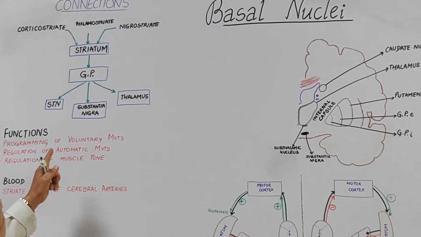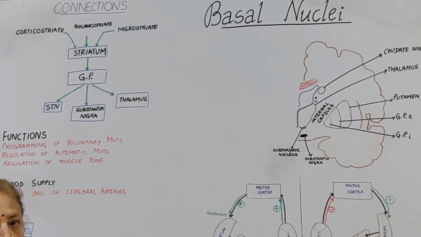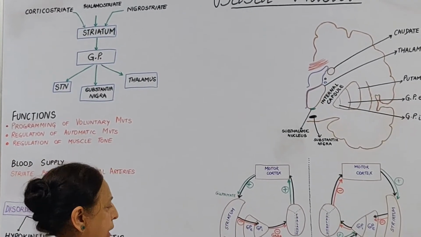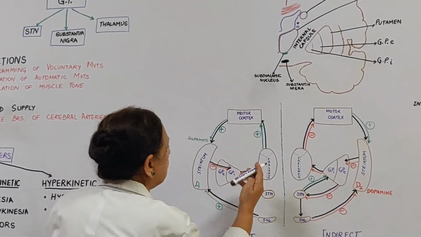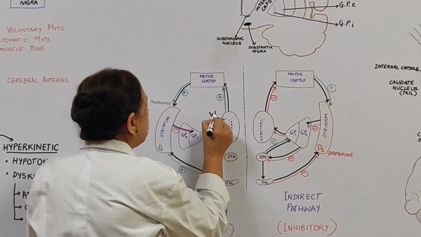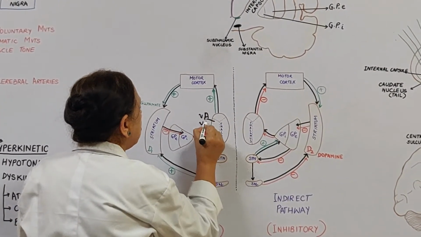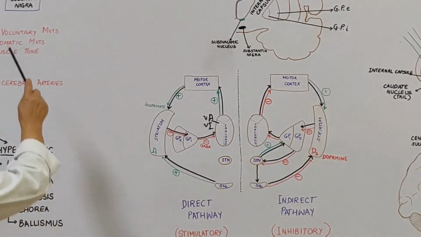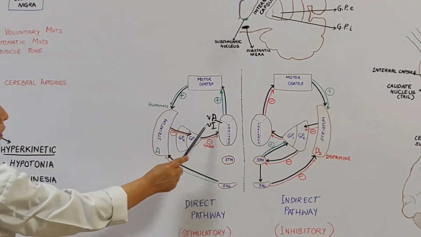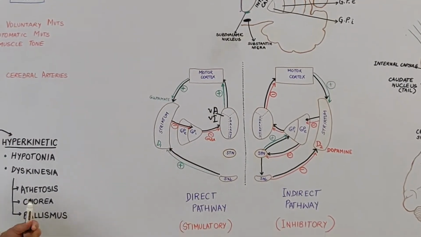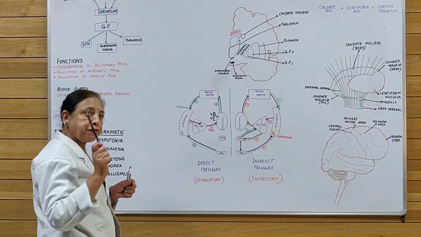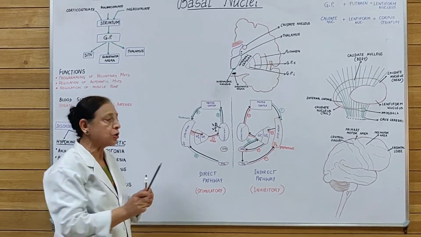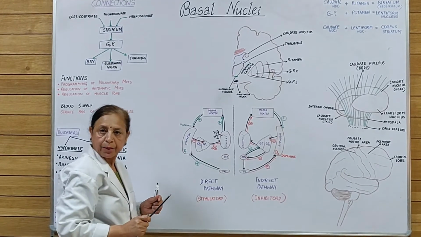Now let us see how they function. Now a word about the thalamus. In the thalamus over here, there are the ventro-anterior and the ventro-intermediate nuclei. So they are coming to the ventro-anterior and the ventro-intermediate nuclei. If you remember, the cerebellum is also sending its input to these particular nuclei.